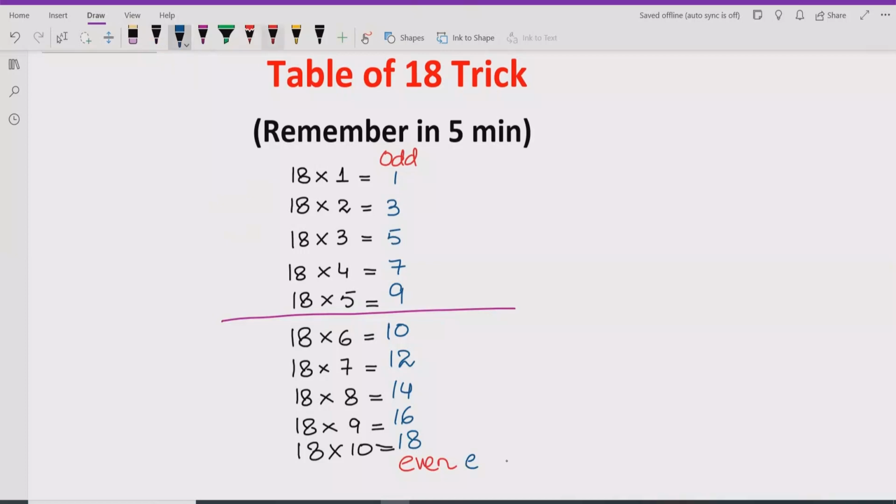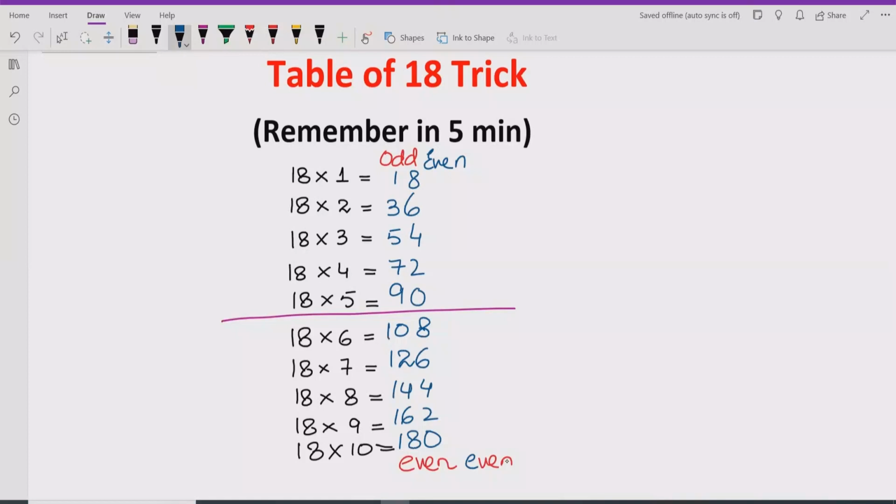Here, we have to write the even numbers again. So, here we will write 0, 2, 4, 6, 8. And again, we will write the even numbers here. So 0, 2, 4, 6, 8, right? So this is the table 18 trick.